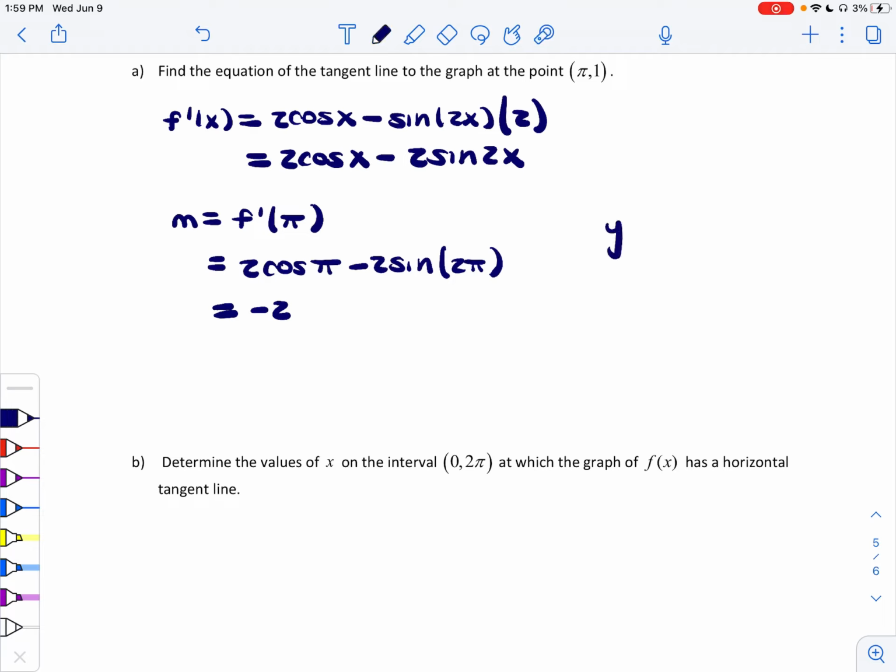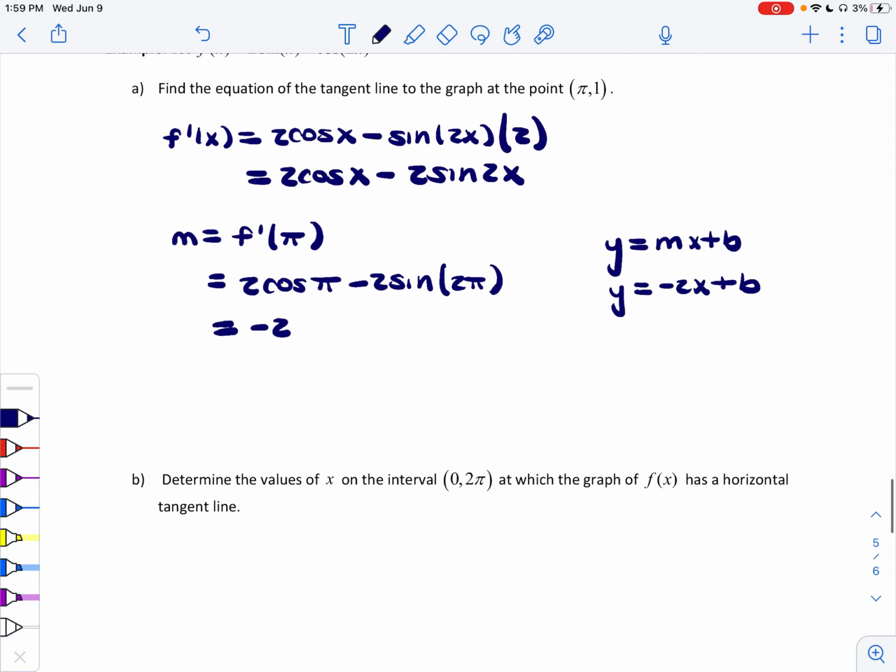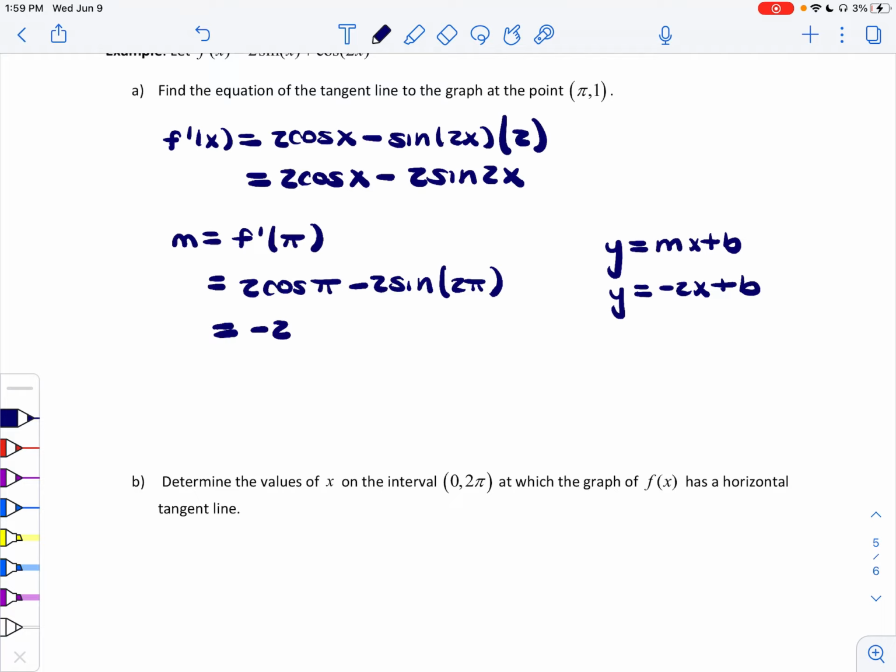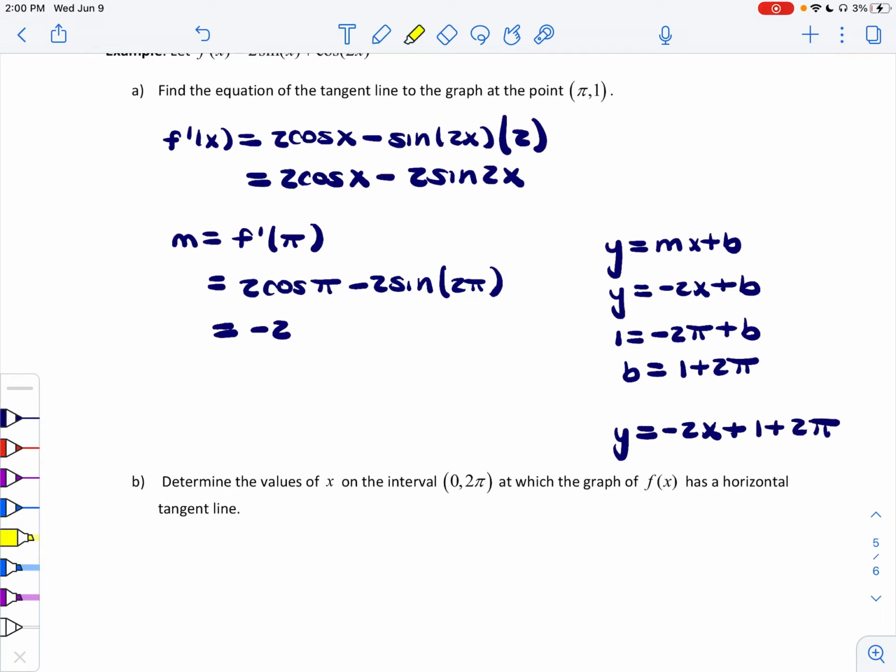All right, so then if we're trying to find the line, remember we have y equals mx plus b as a slope-intercept form of a line. We just found that m is negative 2. All right, and then we just need to plug in our point to solve for b. So 1 is equal to negative 2 pi plus b, which means b is equal to 1 plus 2 pi. And then just putting it all back together, we'll have y is equal to negative 2x plus 1 plus 2 pi. And that will be the equation of our tangent line.